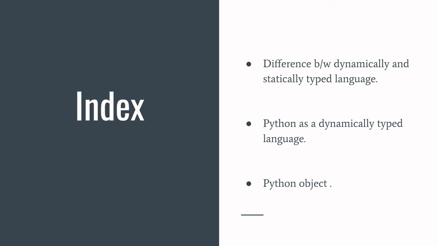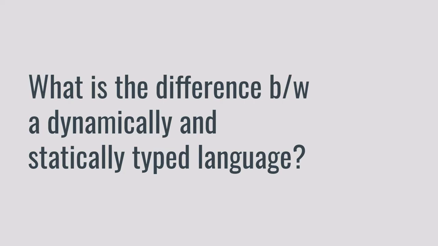So let's get started. First of all, what is the difference between a dynamically and a statically typed language? In layman terms, a statically typed language is the one in which you have to explicitly declare the variable type, that is the data type of the variable, before declaring the variable. Whereas in case of dynamically typed language, you do not have to explicitly declare the variable type.